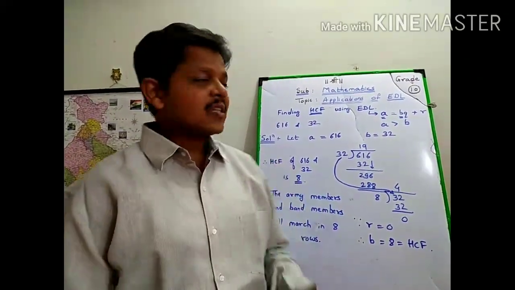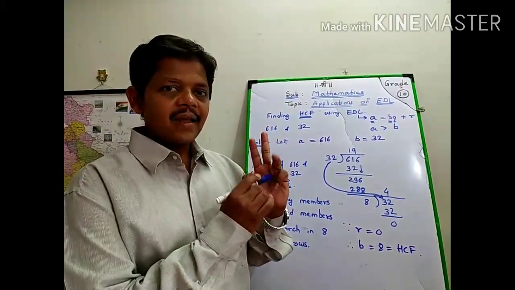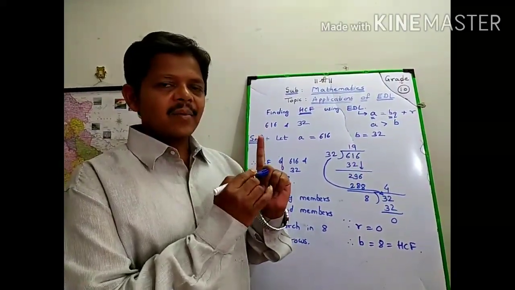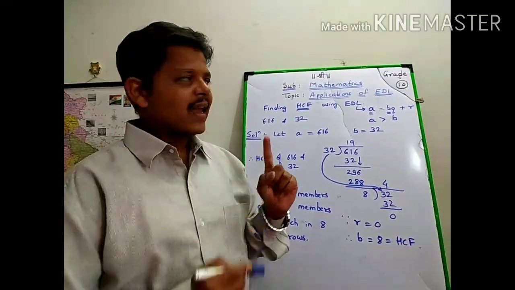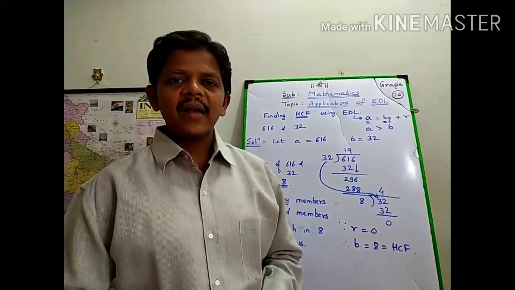We'll continue now. This is the first part, which I told you in the introduction is divided into 4 parts: EDL, FTA, irrational numbers and decimal expansions. Out of that, the EDL part is over. In our next lecture, we'll begin with our second part, FTA.